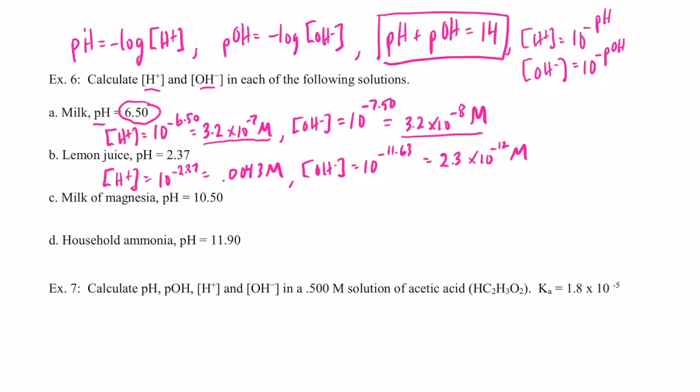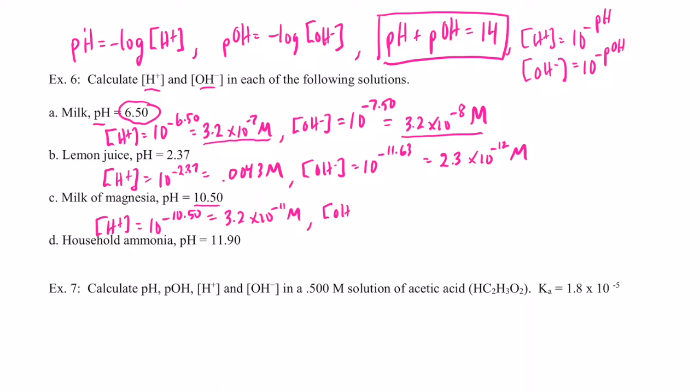Milk of magnesia, we use that to help cure an upset stomach. It has a pH of 10.5, so it's basic. The hydrogen ion concentration would be equal to 10 to the negative 10.50. So 10 caret key negative 10.5. And we end up with 3.2 times 10 to the negative 11th moles per liter.